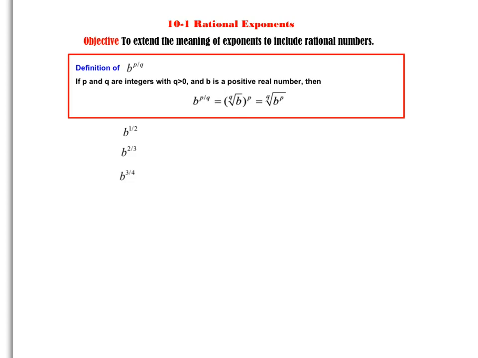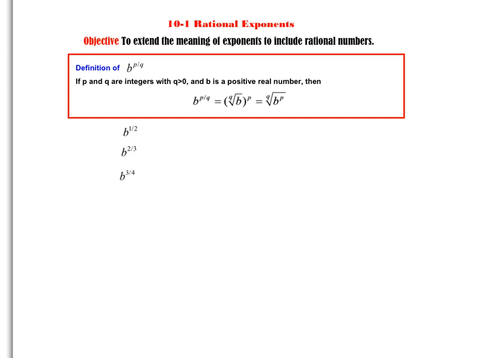Alrighty, first lesson of chapter 10 is all about rational exponents. Rational meaning it can be written as a ratio. So we're dealing with exponents that are fractions. You can see the definition here just using variables. It says the definition of b to the p over q is the same as saying the qth root of b raised to the p power.